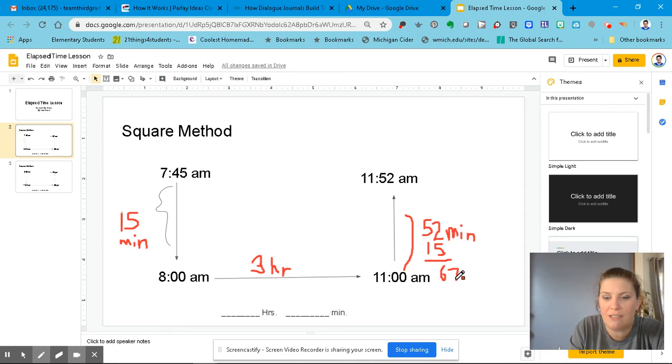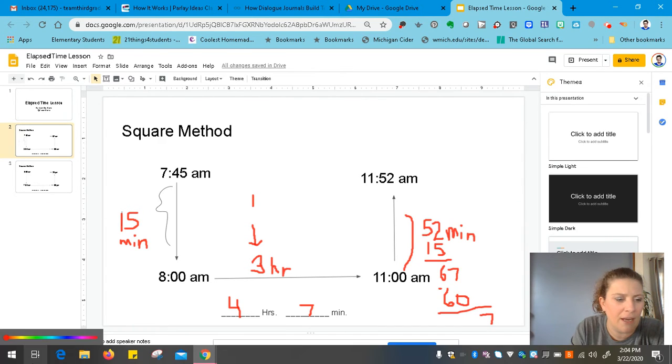So you have to remember there's 60 minutes in 1 hour. I always remember 60 minutes in 1 hour: time to eat, brush your teeth, and shower. So 67 minutes. We have to take away the 60 because that is 1 hour, and you are left with 7 minutes. We're going to have to remember to add that hour to the 3. So in total, there are 4 hours and 7 minutes between 7:45 and 11:52.